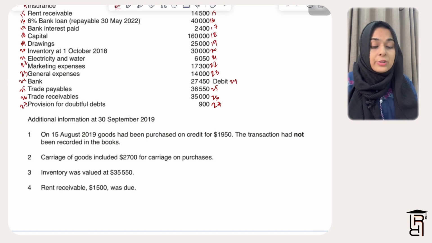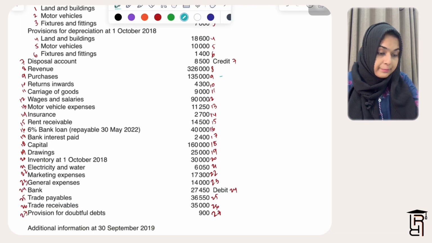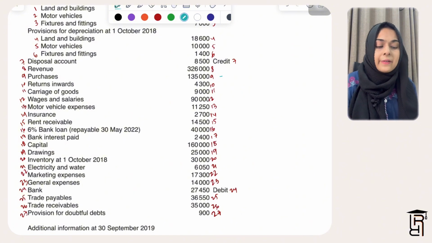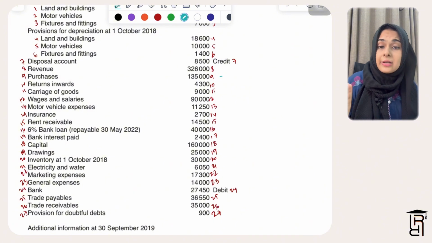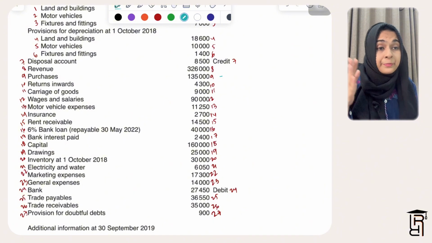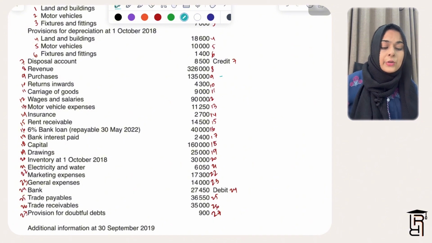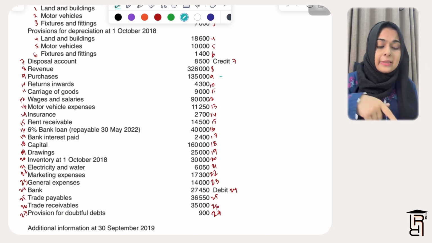Whenever we purchase goods on credit, our purchases should increase. So I'll have to add 1950 to my purchases, because my purchases was 135,000, but I have also purchased goods for 1950 which I haven't recorded. Similarly, my trade payables will also increase by 1950, because the double entry for purchases on credit is purchases debit, trade payables account credit. So you need to record both of the entries in this case.